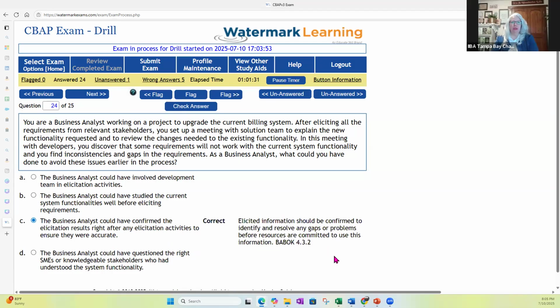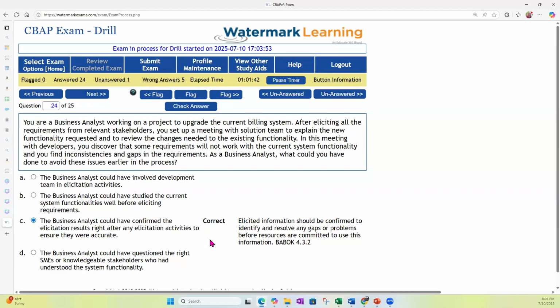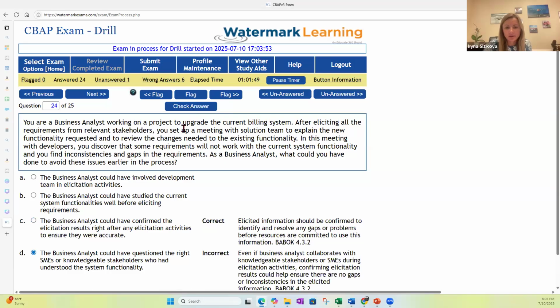Elicited information should be confirmed to identify and resolve any gaps or problems before resources are committed to using this information. So Richard, you're a beast. Let's check D also. I will. Just wondering how they explain that.